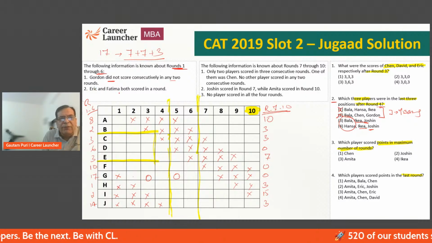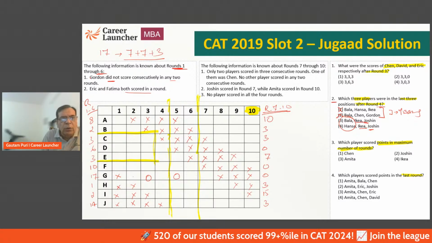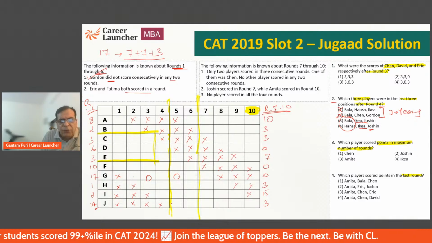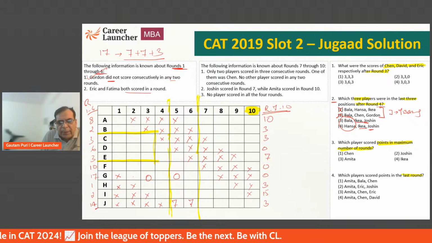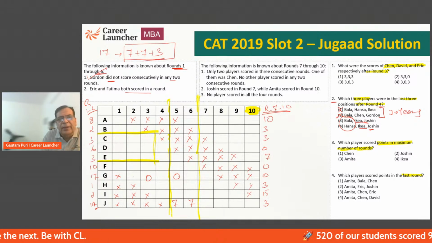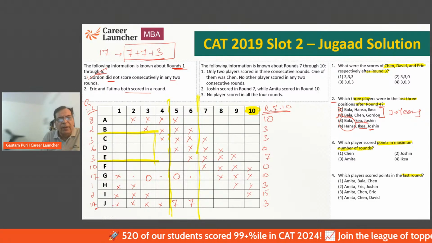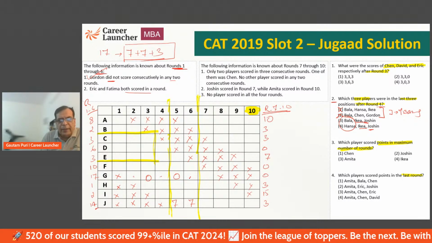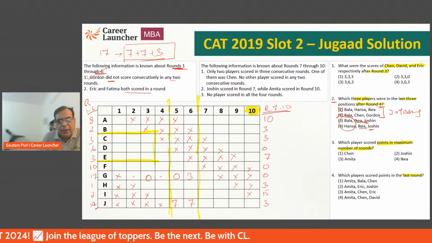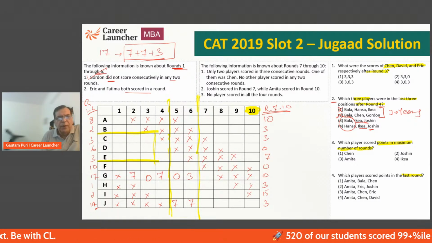Statement 2 says E and F scored in a round. E and F have scored together in a particular round. So let's look at that, but let me just start putting down the data. J is 14. The only way it can get 14 in 2 rounds is 7 each. Gordon can get 17 only as 7, 7, 3. Obviously, this cannot be 7 in round 6 because in round 6, J has got a 7. That means this should be 3, 7, and 7. So this much we have done.